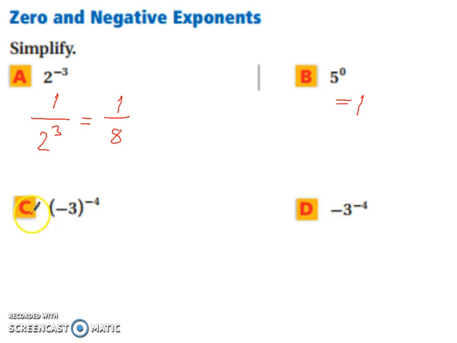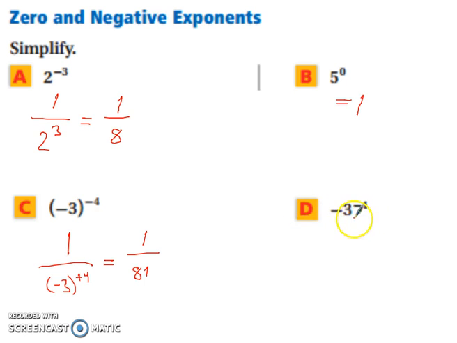And now we've got C. We've got -3 to the -4th power. So this is like saying 1 over negative 3 to the positive 4, because once you put it downstairs, it becomes a positive. And you can think of this as 1 over 81, because negative 3 to the 4th is 81.